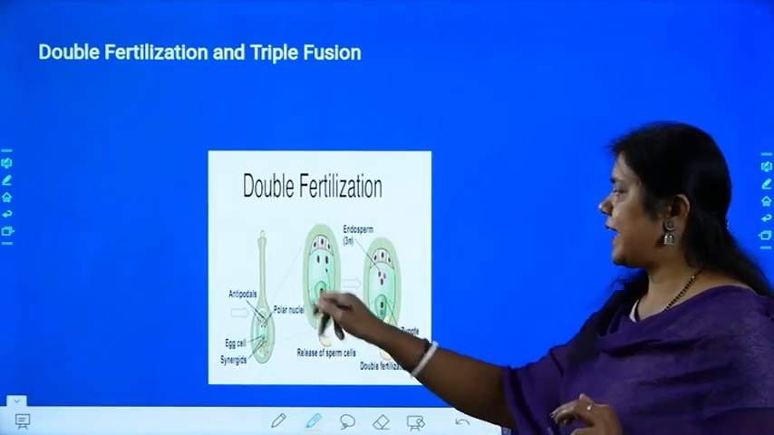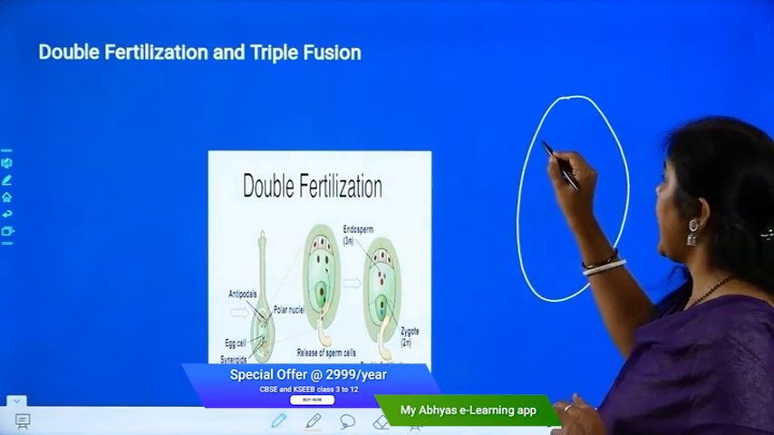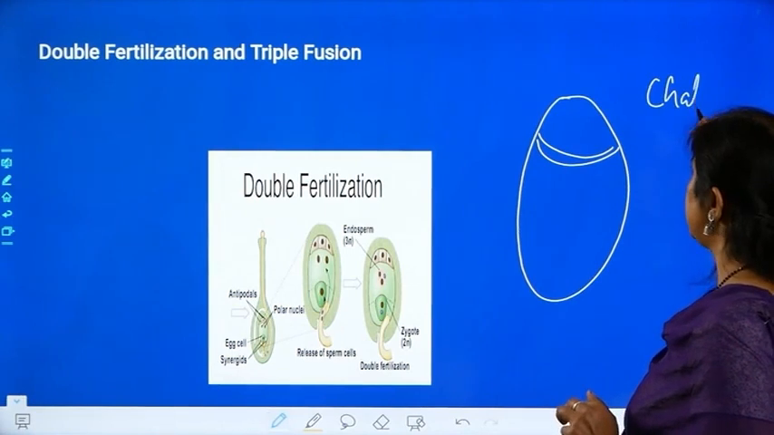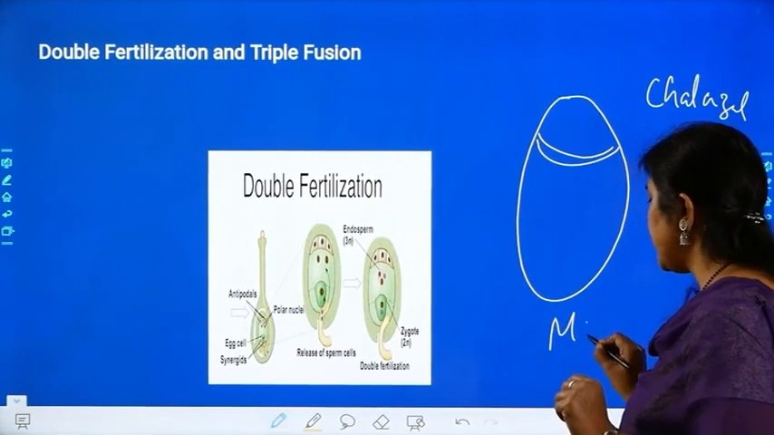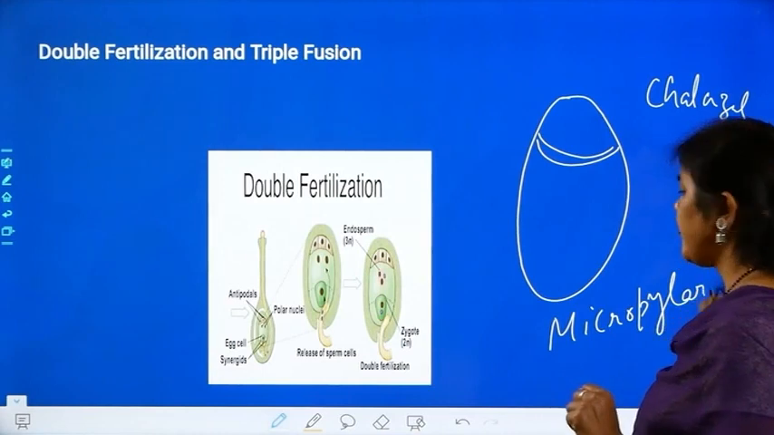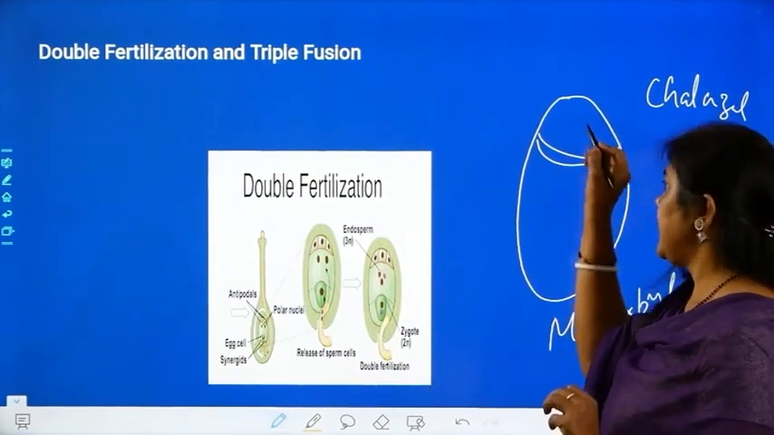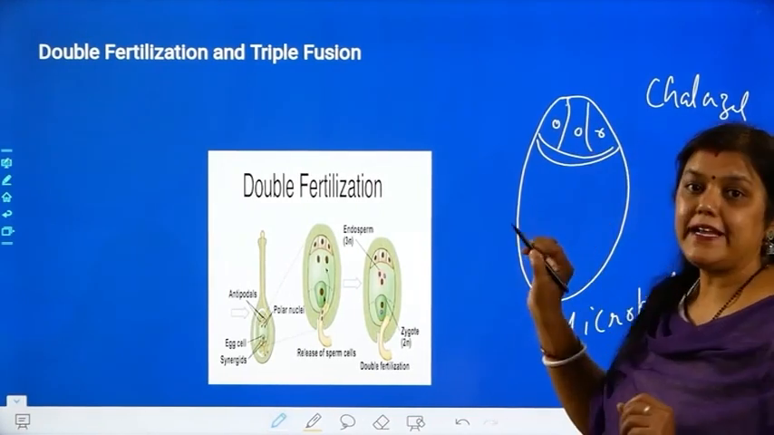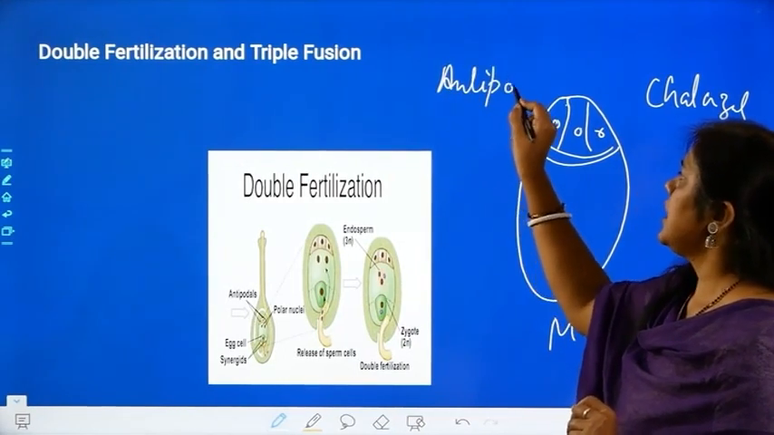The embryo sac is something like this, where we have a big oval central cell, and it has two ends. I hope you remember. This end is called the chalazal end, and the opposite end is called the micropylar end. I keep drawing this diagram again and again whenever I teach, because it is the very basic diagram for understanding sexual reproduction in flowering plants. In the chalazal part, we have three cells. Those are called antipodal cells.